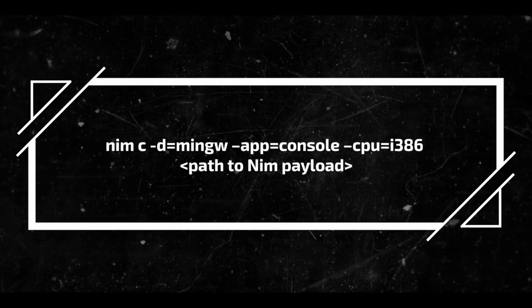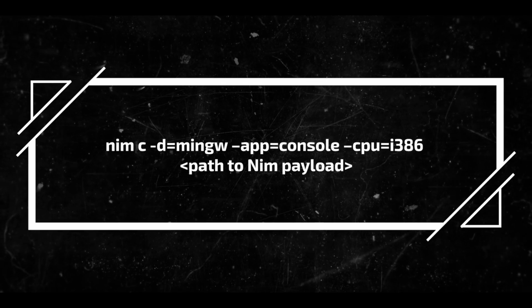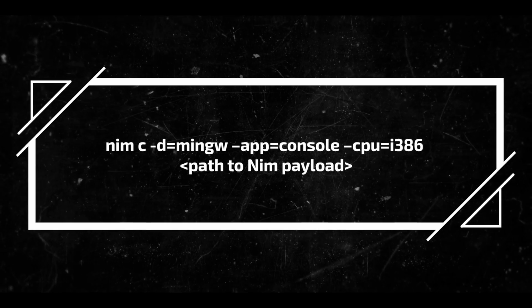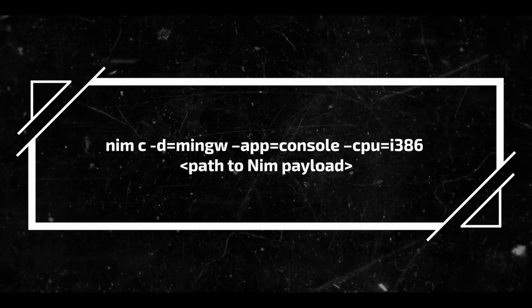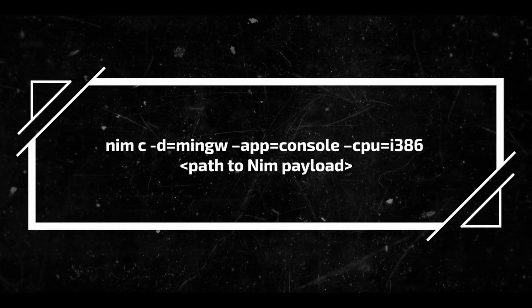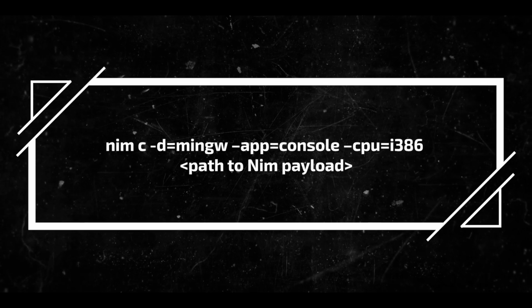The c option specifies compiling. The d option is used to specify the compiler. The app option is used to specify the type of app to create. We can create four types of applications here: console, GUI, lib, and static lib. We will create a console app here.